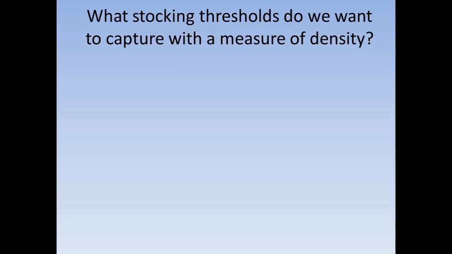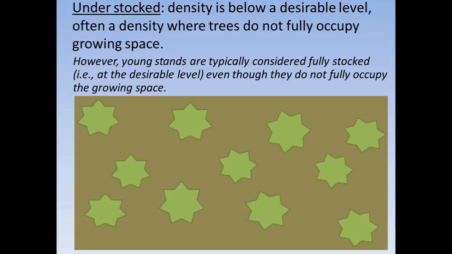So let's imagine that we're coming up with an ideal measure of density. Well, we want to know when something's understocked. We want to know when the density is below a desirable level. And oftentimes, this is a point where the trees do not fully occupy the growing space. So here's an example of what we might see, looking from above at an understocked stand.